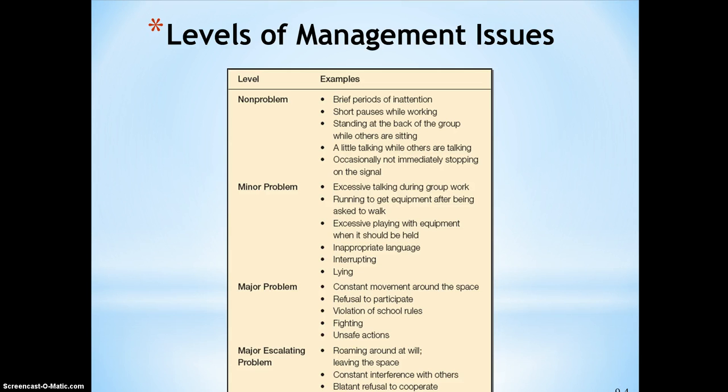And then we look at major problems, then we also look at major escalating problems: roaming at will, leaving the space, constant interference with others, blatant refusal to cooperate. I always like to share the story of my student named Tice. And Tice did all 3 of these. When things did not go his way, he would just walk around. He would try to leave the classroom.